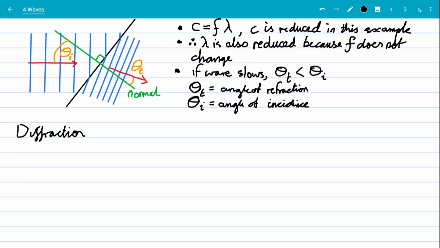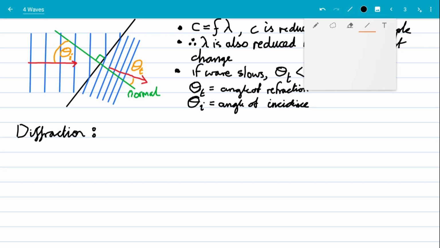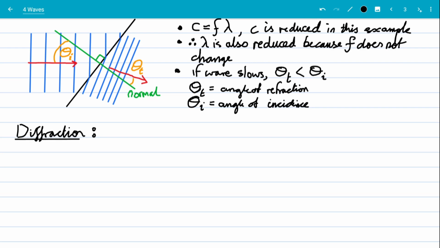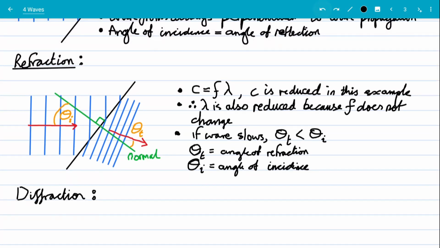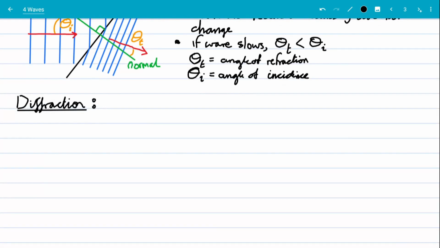Oops, handwriting's terrible. Diffraction. So what is diffraction? Well, at the very basic level, you could say it's the spreading out of the wave. That's certainly how you might learn about it at GCSE level. You might learn that diffraction is caused by a wave, perhaps passing through a gap and spreading out. I don't think that's a satisfactory explanation or description of what diffraction is, but it's a good starting point.